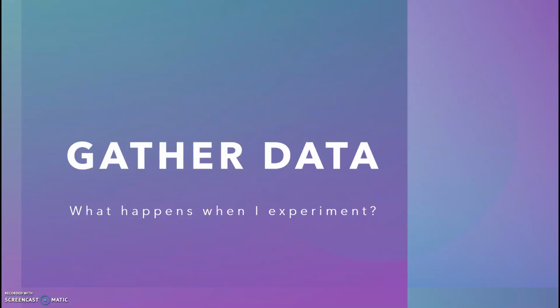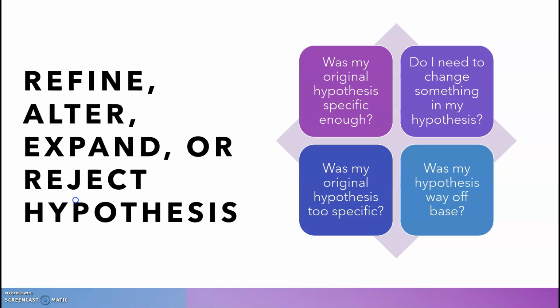Once you've developed those predictions, you're going to experiment and gather data. So what data are you getting from your experiment? What is your experimentation telling you? From there, you may have to refine, alter, expand, or reject a hypothesis, because that data can be all over the map. So was my original hypothesis specific enough?